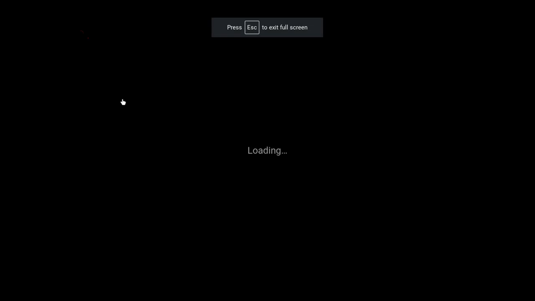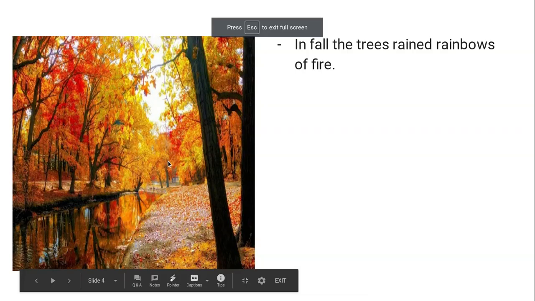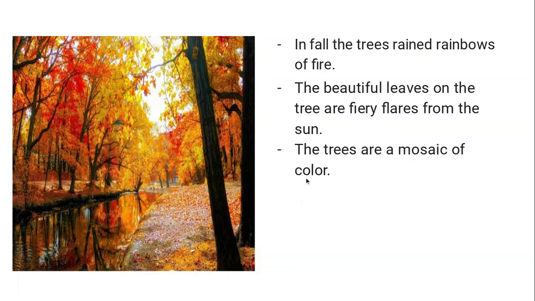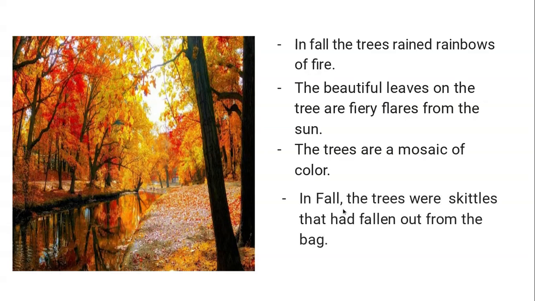Is this picture actually of a mosaic? No. But to describe it as a mosaic of color helps us really visualize what's going on here. One last metaphor. In fall, the trees were skittles that had fallen out from the bag. Are these trees actually Skittles? Of course not. But Skittles are many different colors, right? Just like these trees are. So when we compare the trees to Skittles and we say that they are Skittles, it creates a very vivid image in our reader's mind.